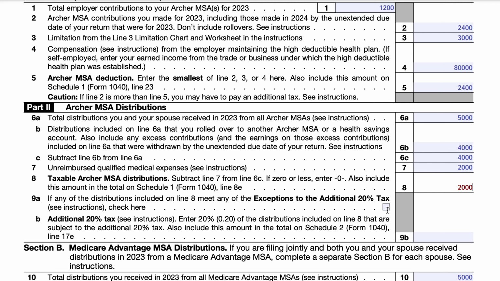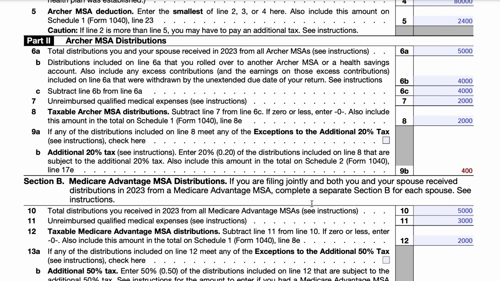So if you do that, you can check this box and you don't have to worry about line 9B. But if you can't check that box, then you would enter 20% of this amount and that's going to be subject to the 20% additional tax. This number goes on to Schedule 2, line 17E. Schedule 2 is the additional taxes form.